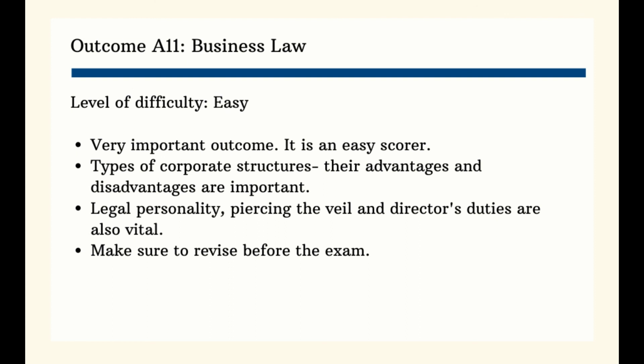Outcome A11, business law. It was a very low difficulty level on this one. It's a very important outcome though, because it's an easy scorer. You can almost get everything right on this outcome if you just give it some attention. Types of corporate entities, advantages and disadvantages of choosing each one, and what happens at corporate insolvency procedures. If it's a partnership between two partners and the corpus is 50,000, how is the liability split in case of insolvency? All those kinds of questions you can expect in this one. It's very practical, the questions and the outcome study material as well.